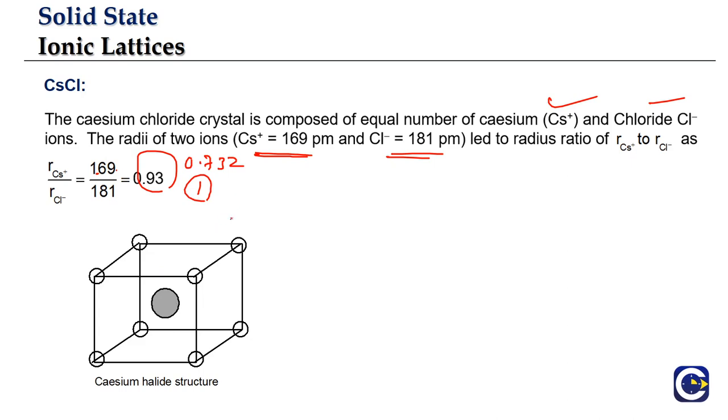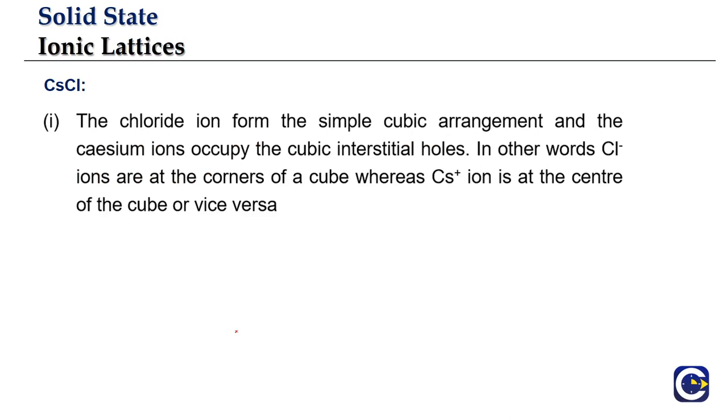So this is the cesium halide type of structure, where we have the cation occupying the body center, and the anions are forming the simple cubic primitive lattice. The anions are sitting at the corners of the lattice. So the chloride ions will be forming the simple cubic arrangement, and the cesium ions will occupy the cubic interstitial sites, which is nothing but the body center. In a very simple manner, the Cl- are sitting at the corners and the cesium ion is sitting at the body center. And this is what we are discussing for the cesium chloride.